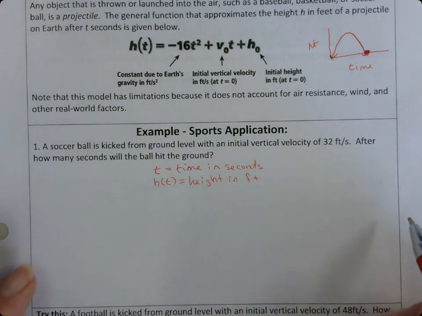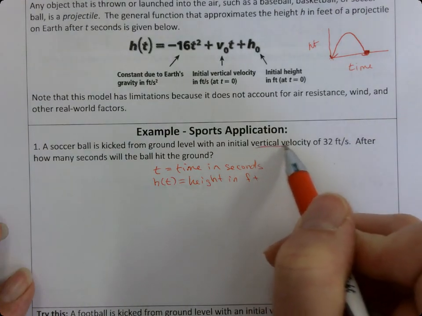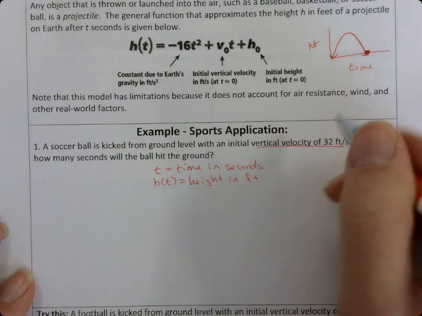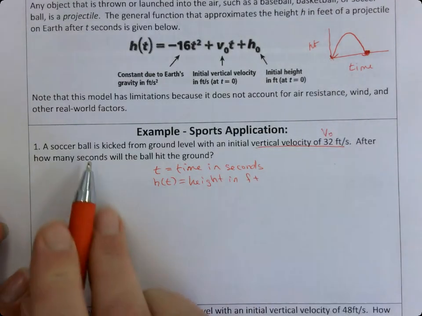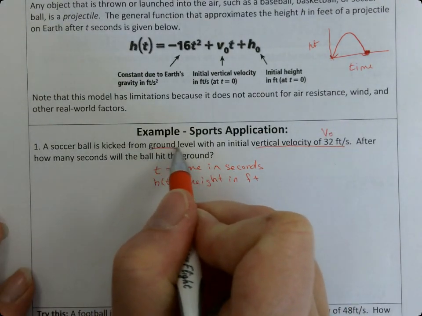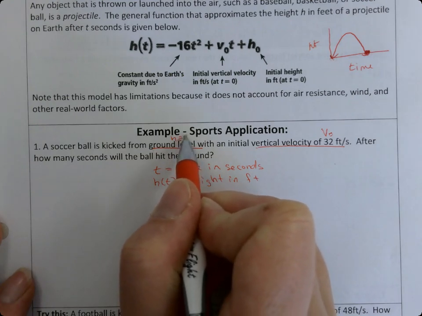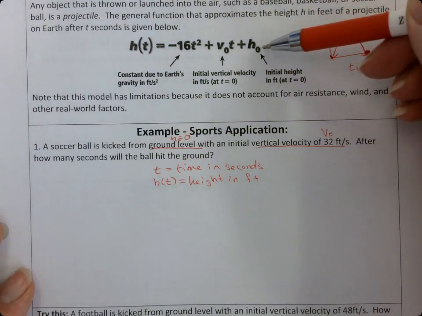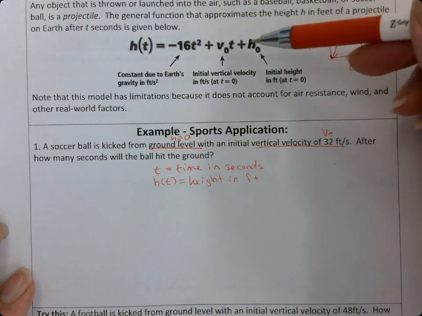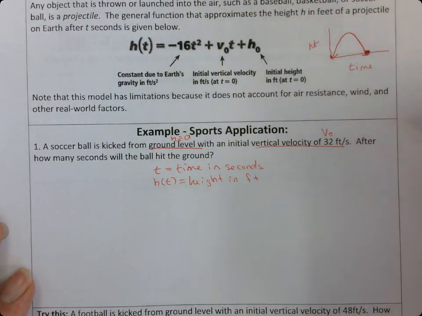Now, in order to do my function, they said the initial vertical velocity of 32, that's going to be v sub 0. And it says it's being kicked from ground level. So what's the initial height? H sub 0 is 0. So H sub 0 is different than H. H sub 0 is the initial, V sub 0 is the initial.